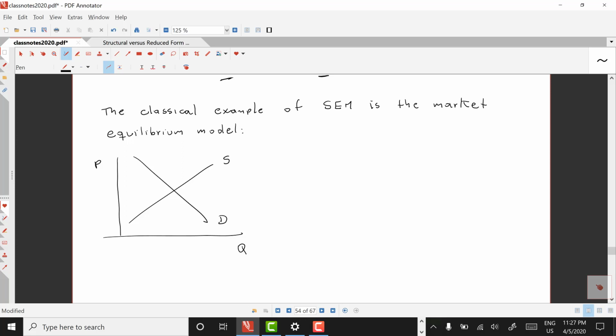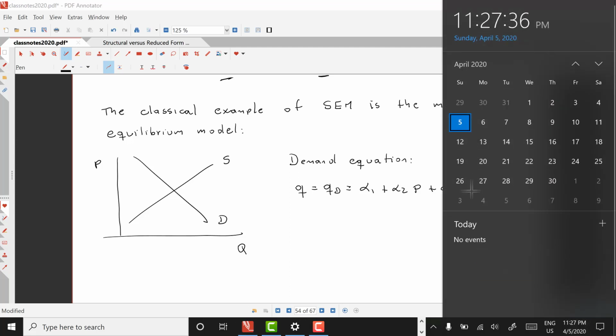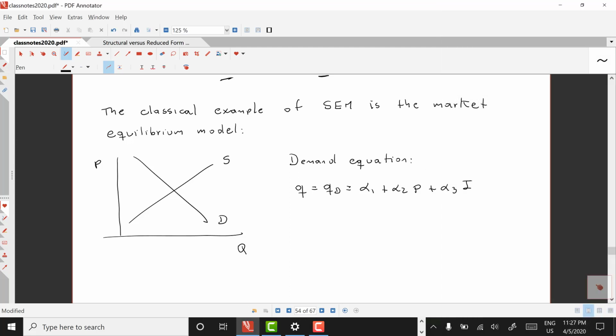Okay, so the demand equation, the way that we write it, we can say that Q, which is the quantity demanded, is a linear function of the price, and also it depends on some other factors. Here we're going to use income. So this is the price, and we're going to call this the error for the demand equation.